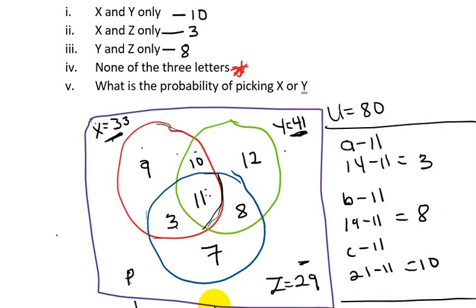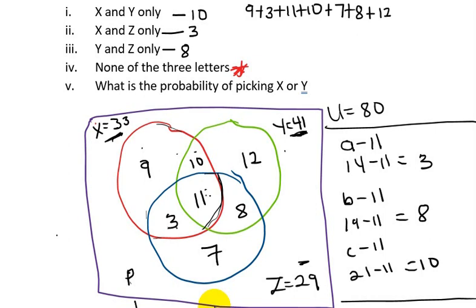So let's pick the red circle first. It will be 9 plus 3 plus 11 plus 10. We finish with the red circle. Plus, let's come to the blue circle. We've already written the 3 in the blue circle and 11. So we continue with 7 and 8. Then another plus. We come to the green circle. We've written the 10, the 11 and the 8. Let it be 12.